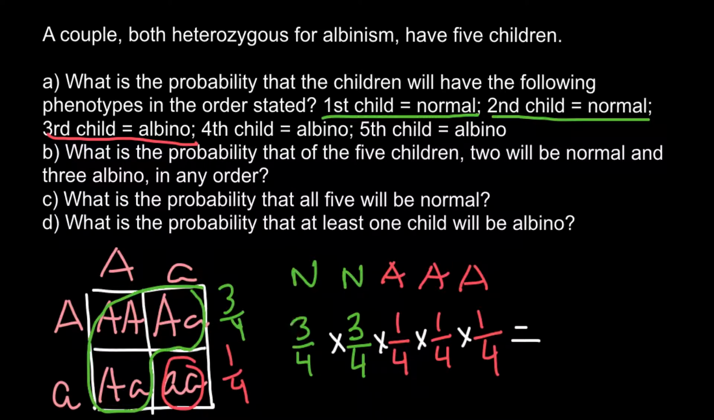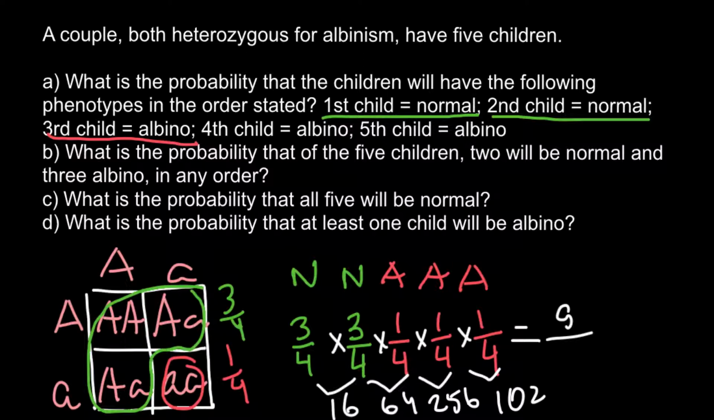So what is going to be the answer for the first question? We have to multiply 3 by 3, and this is going to be 9. We have to multiply by 1, and this is going to be the same number. So 9 over 4 multiplied by 4 would be 16. 16 multiplied by 4 would be 64. And 64 multiplied by 4 would be 256. And multiplied by 4 would be 1024. So this is going to be our answer for the first question.